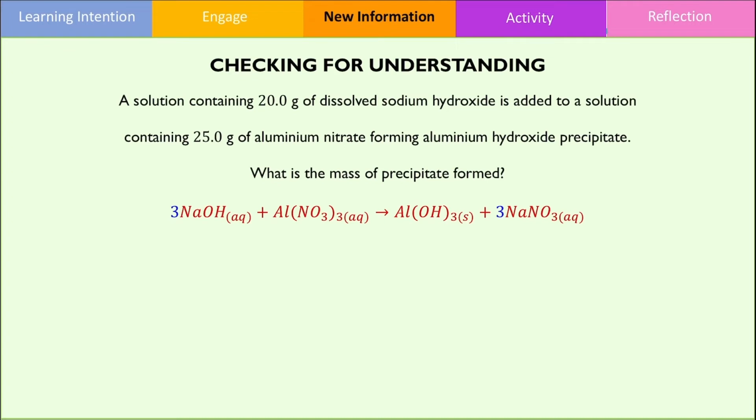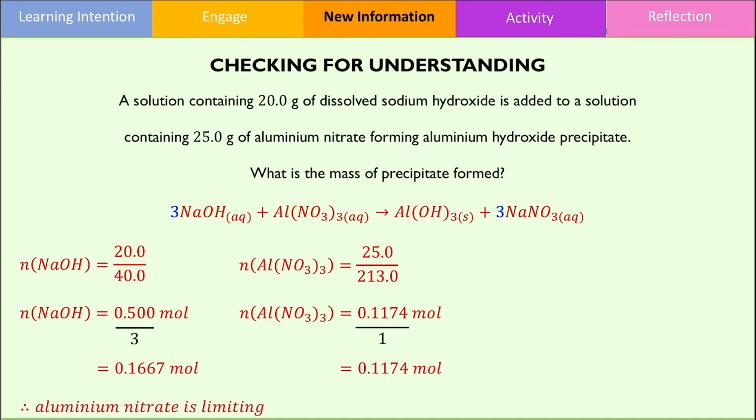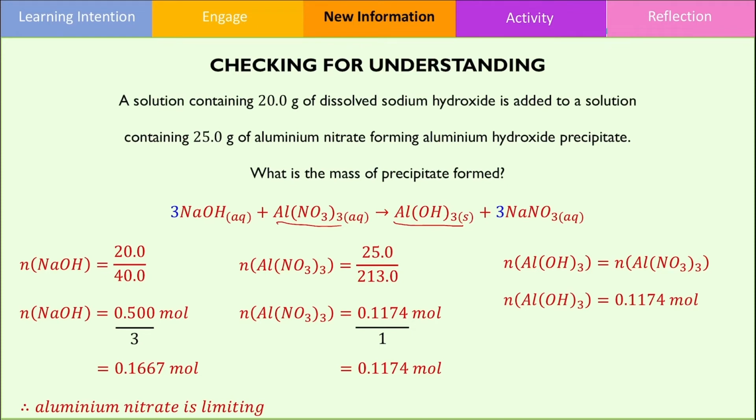Afterwards, we need to calculate the number of moles of each reactant. We can then work out what the limiting reactant is by dividing the number of moles by their stoichiometric coefficients. Based on the amounts, we can confirm that aluminium nitrate is a limiting reactant. We can then use mole ratios to work out the number of moles of aluminium hydroxide. According to the equation, there is a 1-to-1 ratio between aluminium hydroxide and aluminium nitrate, thus the moles are identical. Lastly, we can calculate the mass of the precipitate by multiplying by the molar mass of aluminium hydroxide, and when corrected to 3 significant figures, this will give us an answer of 9.15 grams.